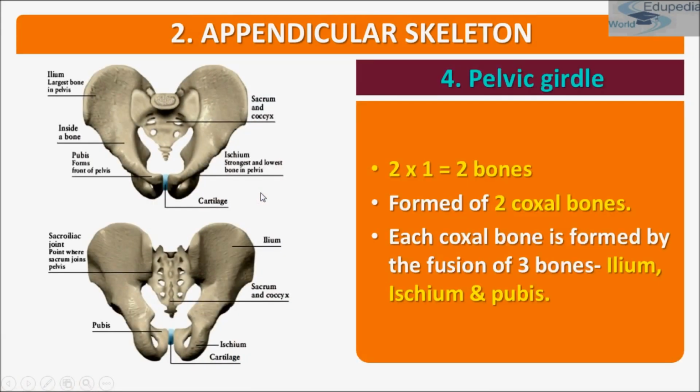Now comes the pelvic girdle. This is your pelvic girdle, and it is made up of three bones. Ilium, which is the largest bone in the pelvis. Second is your pubis, which forms the front of the pelvis, and the third bone is your ischium, which is the strongest and lowest bone in the pelvis. Each coxal bone is formed by the fusion of three bones: ilium, ischium, and pubis. So this is our pelvic girdle.